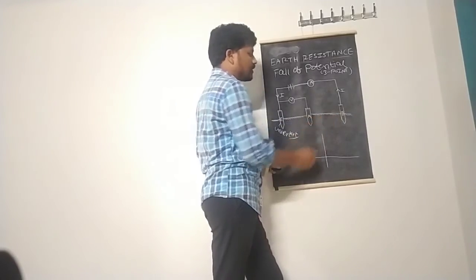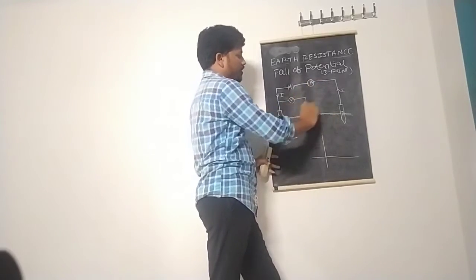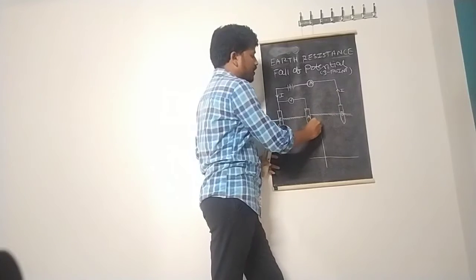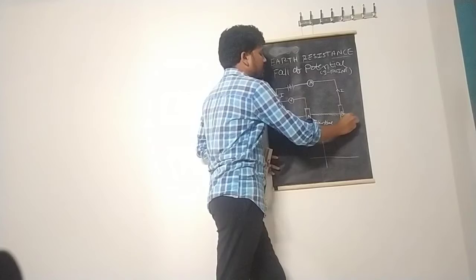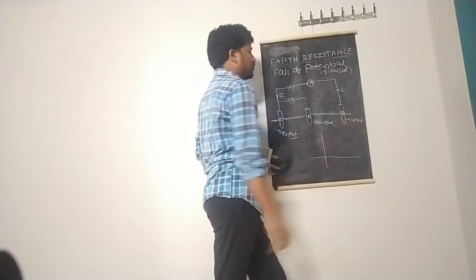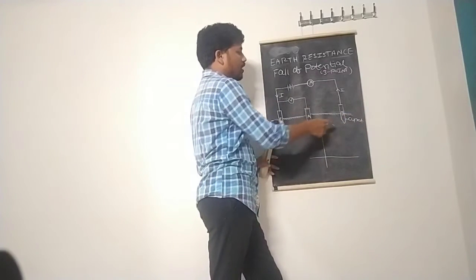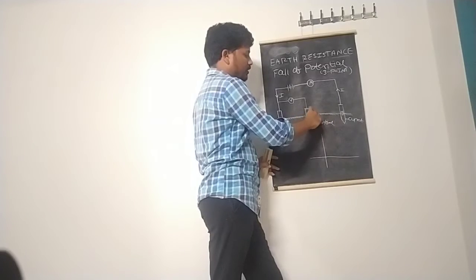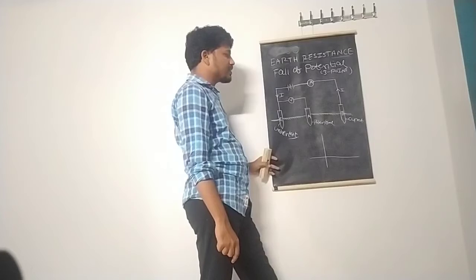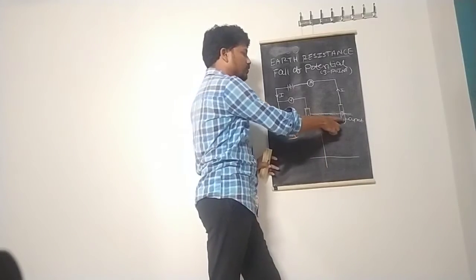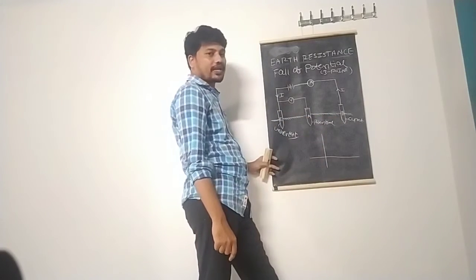And A and B are the other points; there are 3 points, out of which this is generally called the potential electrode, and this is called the current electrode. There are 2 types of electrode. A is the potential electrode, and B is the current electrode. Some also specify that A and B are auxiliary electrodes.